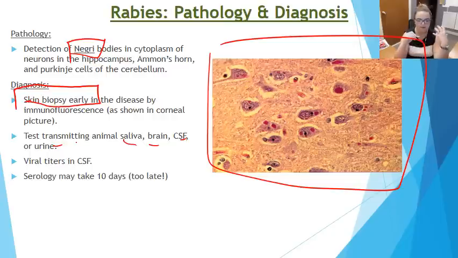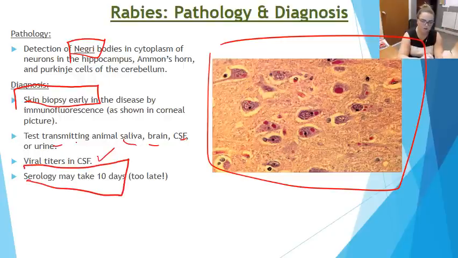But these days, you would just go ahead and treat. You're not necessarily waiting to diagnose it. You don't wait. You treat early. Because once you're actually trying to figure out what it is that's causing disease, it's already too late. You can look for viral titers in the CSF. You could theoretically look for serology, but remember that takes a long time. So that's going to be too late. So don't wait, just treat.